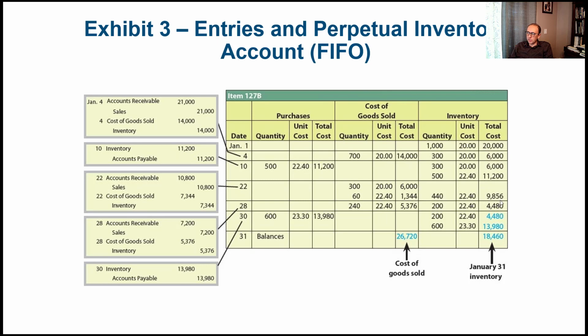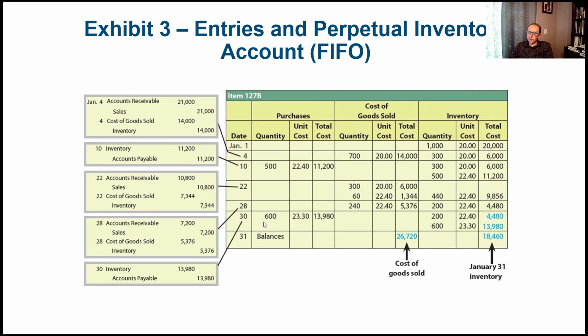That's equal to 98.56. On the 28th, we sold another 240 units out of the 440. It's only one batch now, right? So we take the 240 multiplied by 22.40, and that's 5,376. And when we take 240 out of the 440, only 200 are left now. So 200 multiplied by 22.40, that's 4,480.